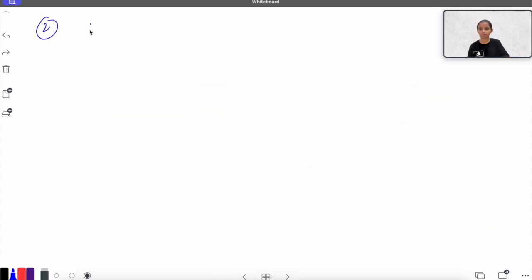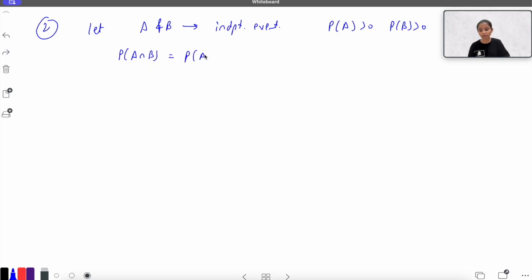independent events. So let A and B be independent events. Now the same thing, they can't be equal to 0, so probability of A is greater than 0 and probability of B is also greater than 0. If we are considering that they are independent, then this means that the probability of A intersection B would be equal to probability of A into probability of B.